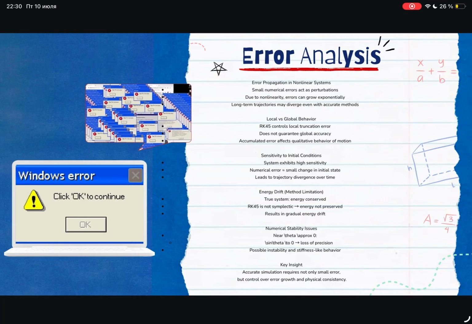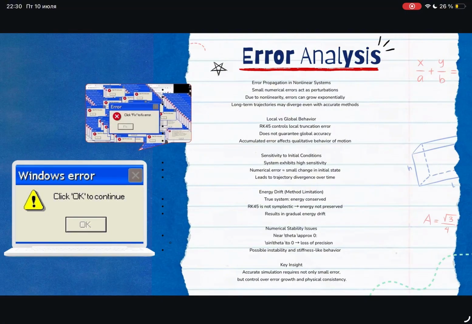Okay, so now let's take a deeper look at error analysis. An important point to understand is that in nonlinear systems like the 3D pendulum, errors do not simply stay small. They can grow and significantly affect the solution over time.